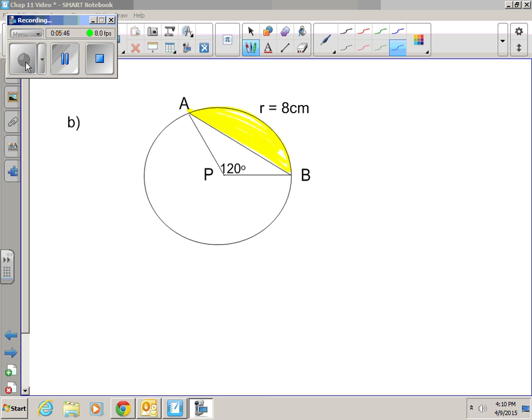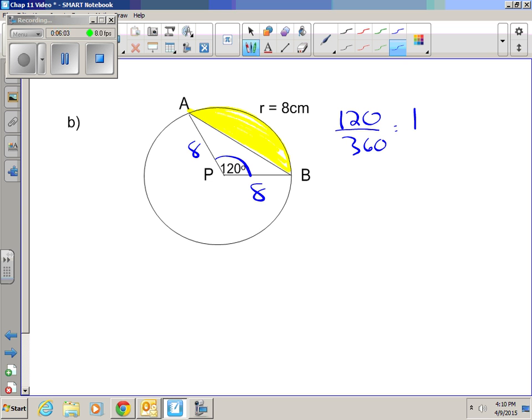All right, this one's going to be a little bit tougher because we do not have a right triangle. Notice that my radius is 8, and I have a central angle of 120. So the area of my sector is going to be 120 over 360, which equals 1/3, times the area of my circle, which is the radius squared times pi. So the area of my sector is going to be 1/3 times 64, which is 64/3. Don't make this harder than what it is. 64/3 pi. Now we've got to find the area of this triangle.